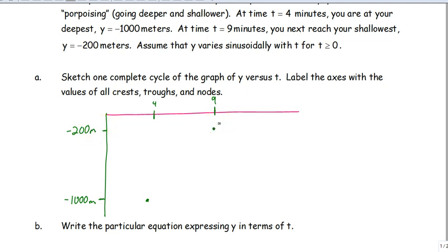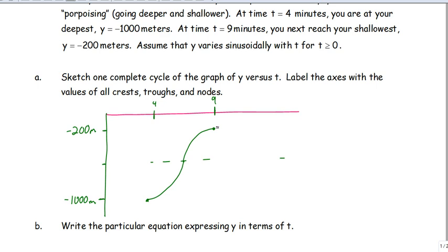And that's all I give you. And assume that y varies sinusoidally with t. So that means it's going to be y equals with the t, like normal. Sketch one complete cycle. Well, hopefully you realize that this is not one cycle. If I draw the node line in here, this is half a cycle. So we only have half a cycle.